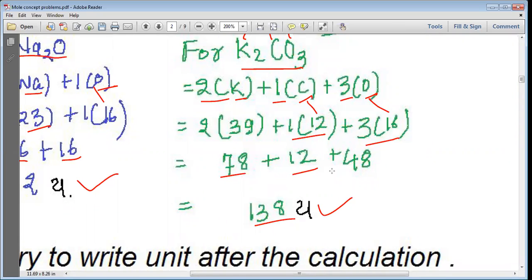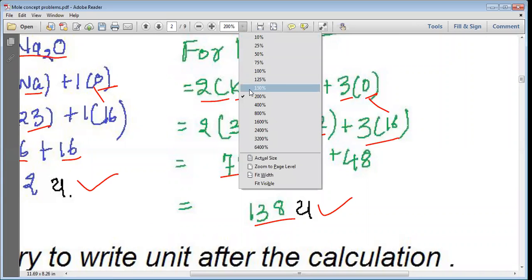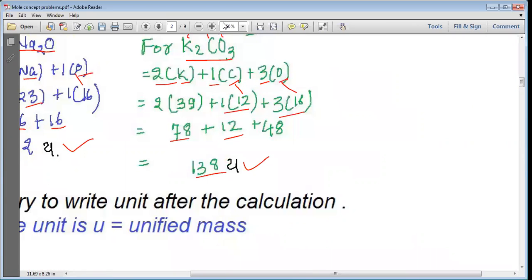So my dear students, same as the molecular mass, we can even calculate the formula unit mass, just the word changes. And as in the question, the atomic masses are given in the unit unified mass U, so for all these questions we have written the unit as unified mass U.